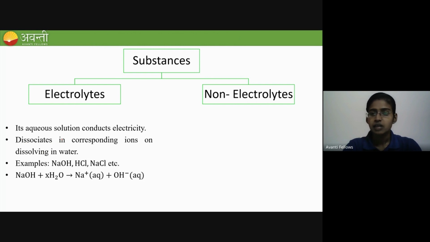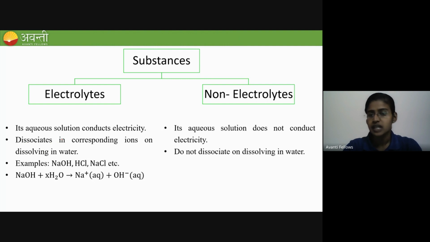And coming to non-electrolytes, it is just the opposite of electrolytes, right? Their aqueous solution does not conduct electricity, and they do not dissociate on dissolving in water. For example, we can take sugar, urea, etc.